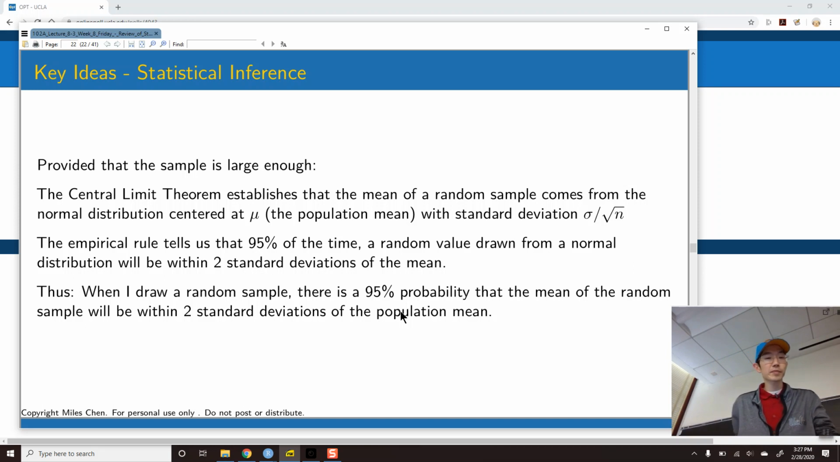Okay, so this is what I can say. When I draw a random sample, there's a 95% probability that the mean of the random sample, that is, a 95% probability that x bar is within 2 standard deviations of the population mean mu. Okay, 95% probability that x bar is within 2 standard deviations of mu.